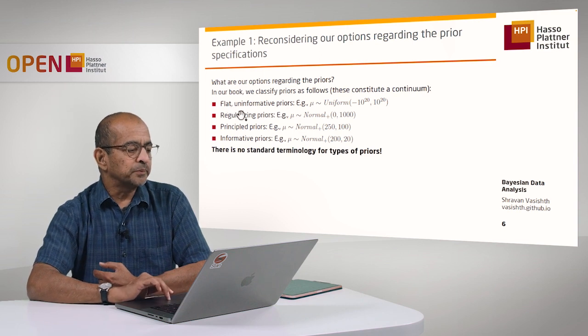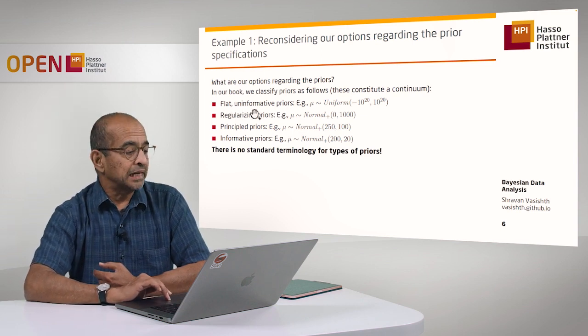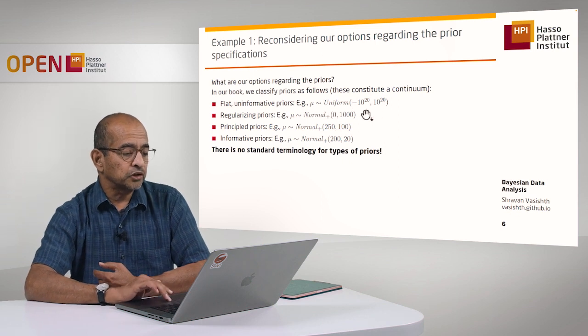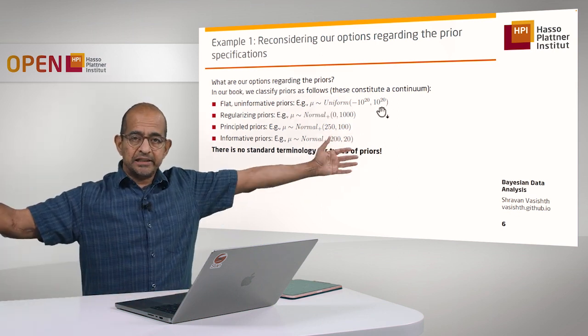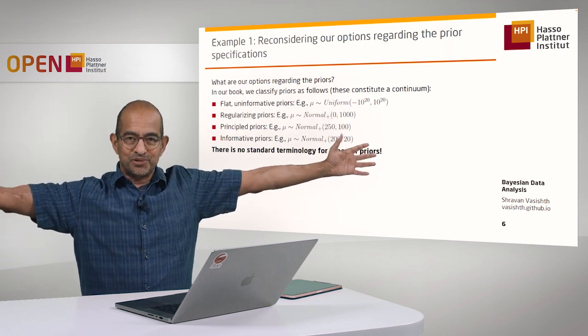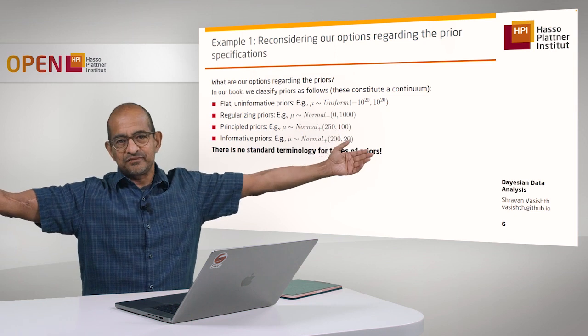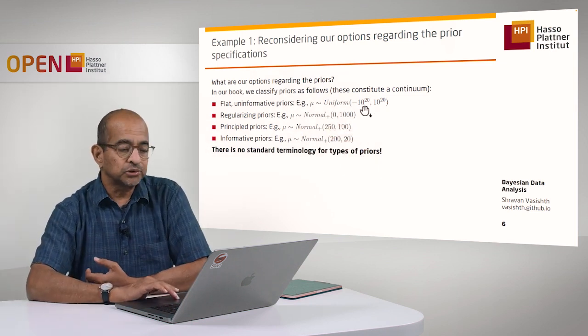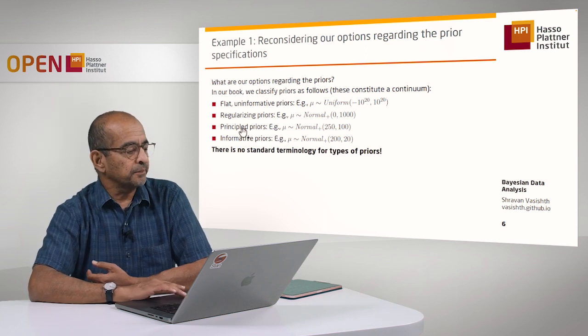So one type would be the type that I showed you already, a flat uninformative prior, right? This could be the uniform prior, and here I've got a uniform prior going from a negative value to a positive value. Of course, a negative value is not reasonable in this particular case, but in principle you could actually specify such priors. Okay.